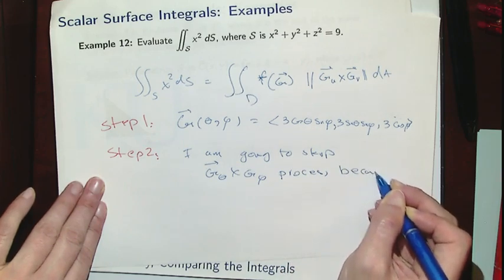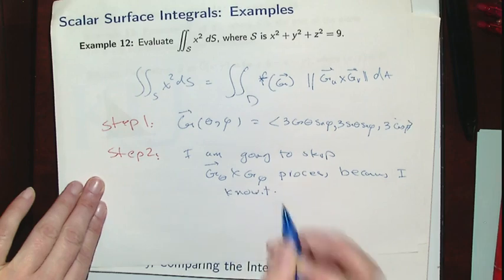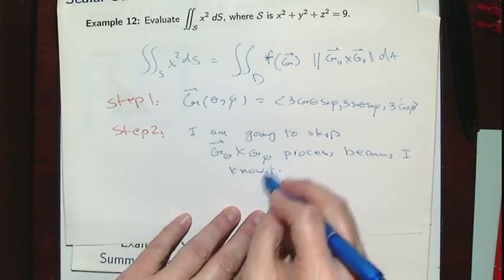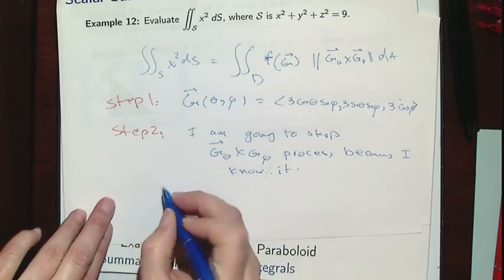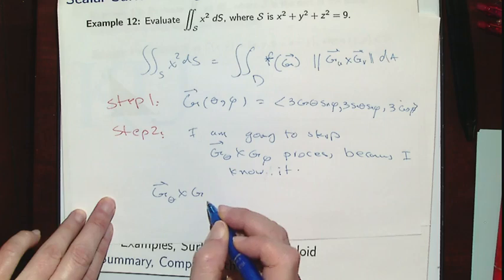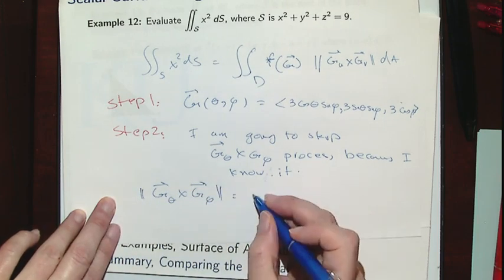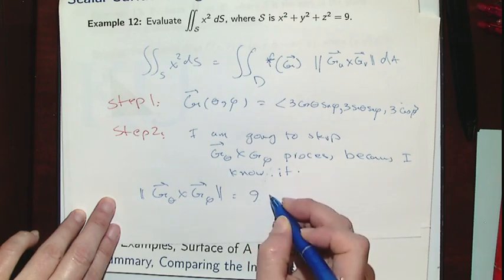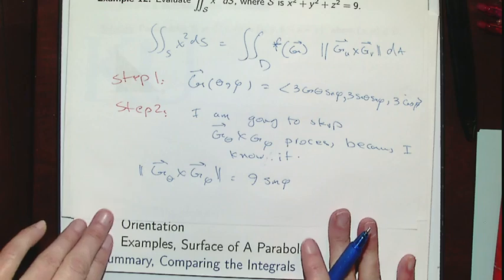Because I know it. That's supposed to be know it. So it's going to be G sub theta cross G sub phi. Magnitude of that is equal to what? Rho squared sine phi. Agreed?